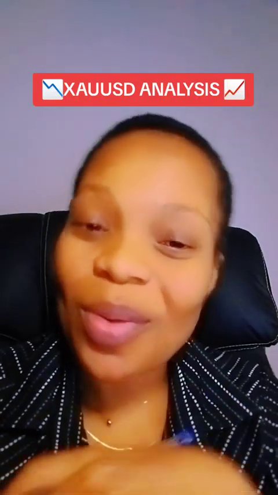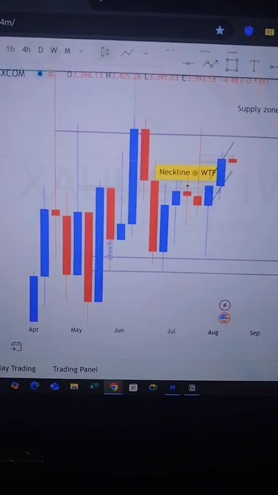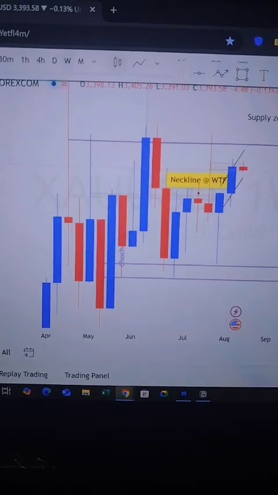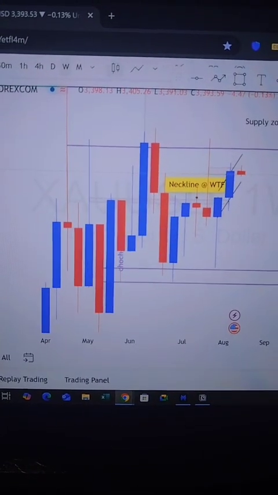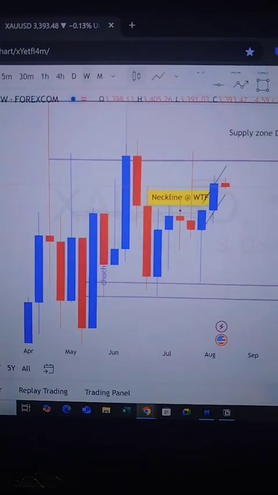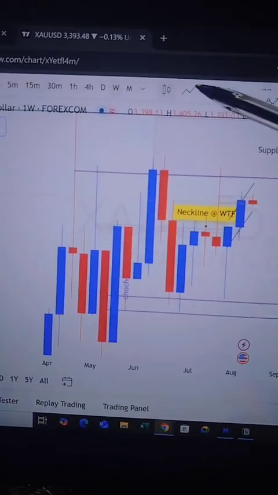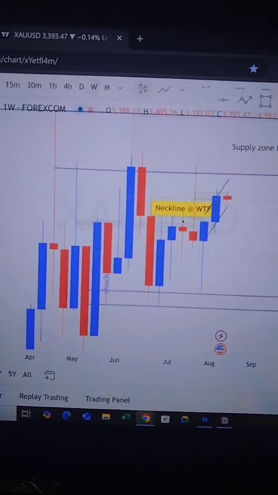Gold analysis for our next week trading. So right now we are going to start on the weekly time frame. And when you see a chart like this, it's totally confusing. So I'm going to go to my line chart to understand the pattern of this chart.